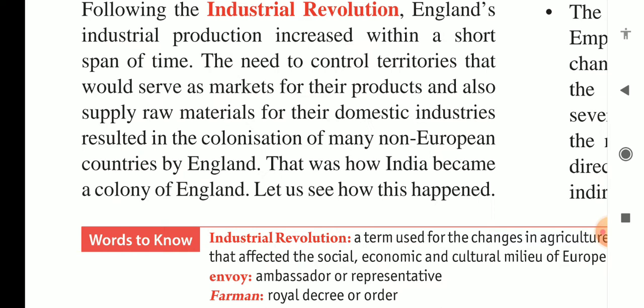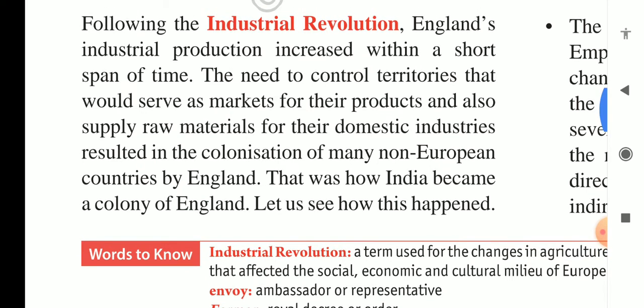After the Industrial Revolution, England's industrial production increased. Obviously it increased because Industrial Revolution means they started using mechanical and technological advantages, so production increased within a very short time. So the need to control territories that would serve as markets for their products and also supply raw materials for their domestic industries resulted in the colonization of many non-European countries by England. So that was also a reason why they came over here.